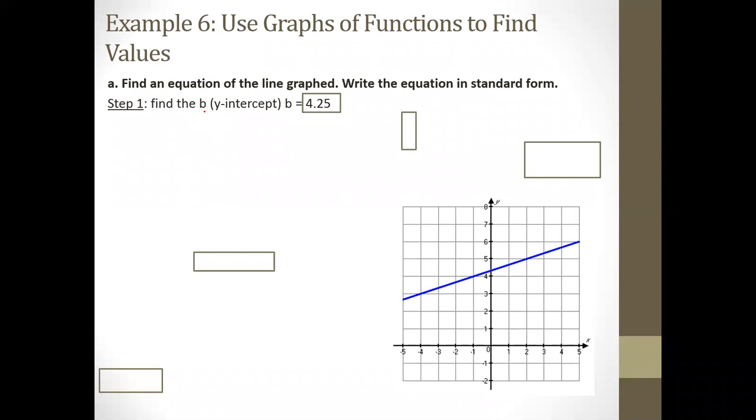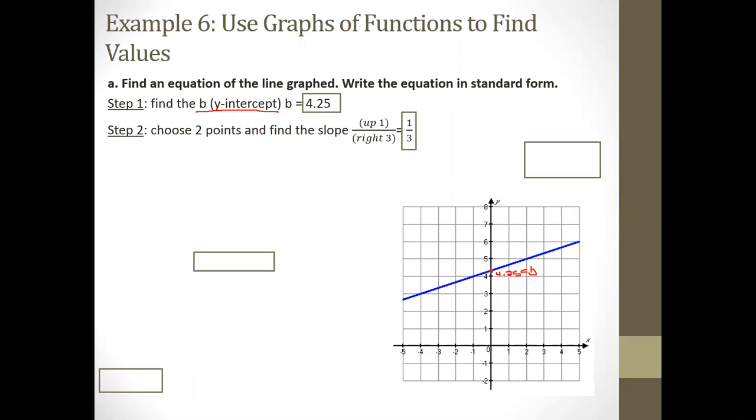First, we're going to find the y-intercept, the b. Where does this line cross the y-axis? And we see that the line crosses somewhere between 4 and 5. It's not quite in the middle, so it's not at 4.5, a little bit below that. We estimated it to be about 4.25. So for b, our y-intercept, we're going to substitute 4.25.